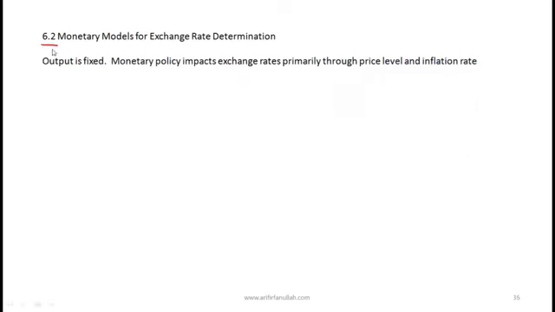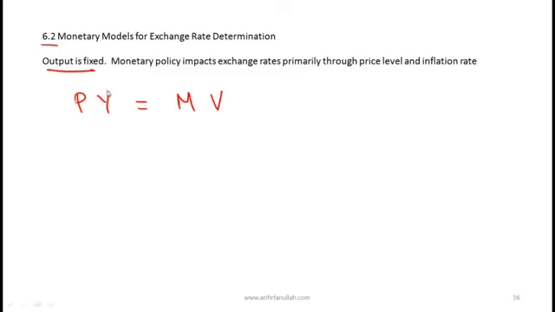Moving now to section 6.2, monetary models for exchange rate determination. In this model, we basically assume that output is fixed and monetary policy impacts exchange rates primarily through price levels and inflation. Our basis is the quantity theory of money, which we studied at level 1. The quantity theory of money says that the price level times output is equal to money supply times velocity.